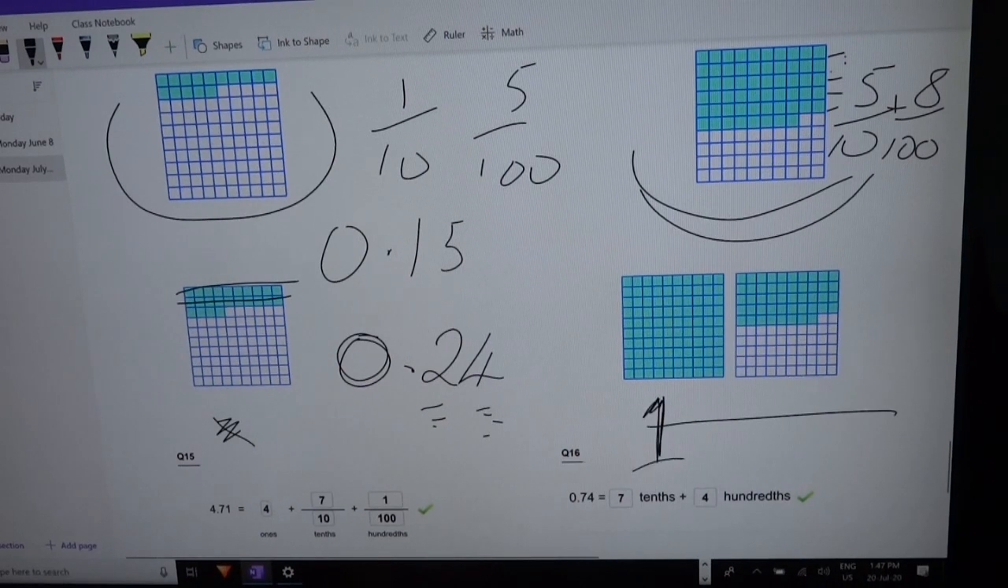And this one, I've got a whole thing. So there's a 1, and I have 1, 2, 3, 4/10, and I have 1, 2, 3, 4, 5, 6, 7, 8 hundredths. So this number is 1.48.